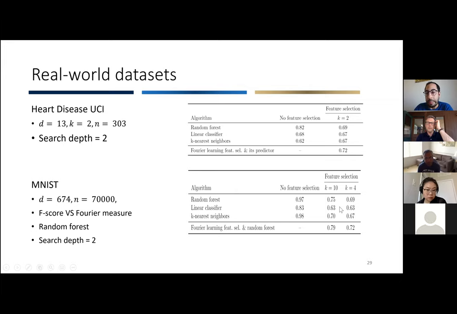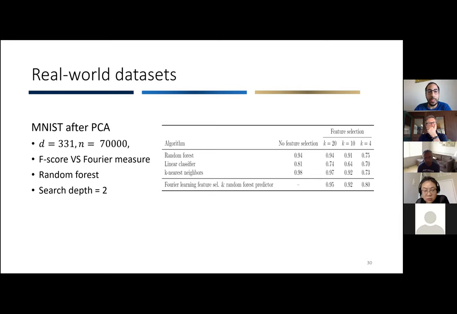The other one is where we select K to be 10. One other thing that we recently did was MNIST with PCA. We said, okay, let's apply PCA first on MNIST to reduce the dimension to 331, and let's redo the feature selection problem. Interestingly, what we saw is that by only selecting 20 features, we get a very good accuracy of 95%. So the dimension is reduced to 20 from 664 and gives us a very good accuracy of the estimations.